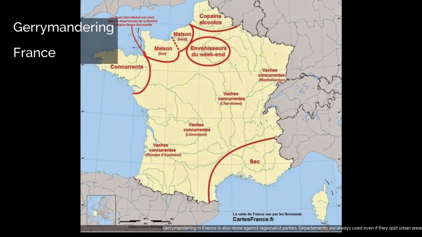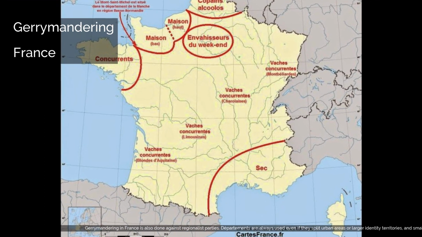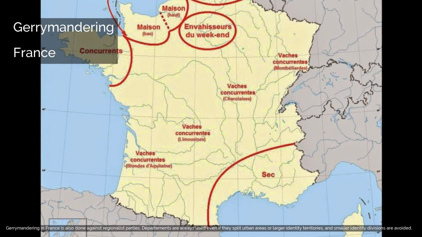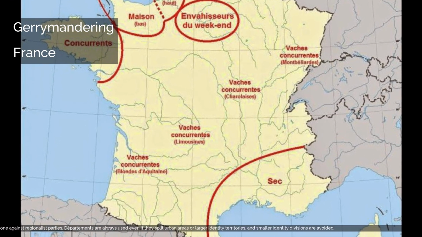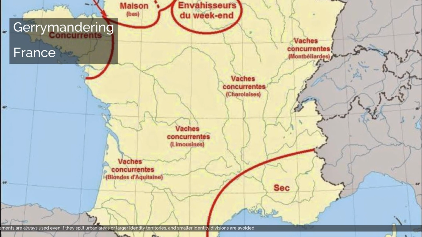Gerrymandering in France is also done against regionalist parties. Departments are always used even if they split urban areas or larger identity territories, and smaller identity divisions are avoided.